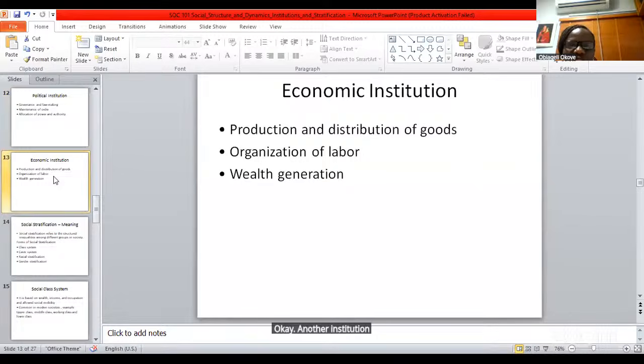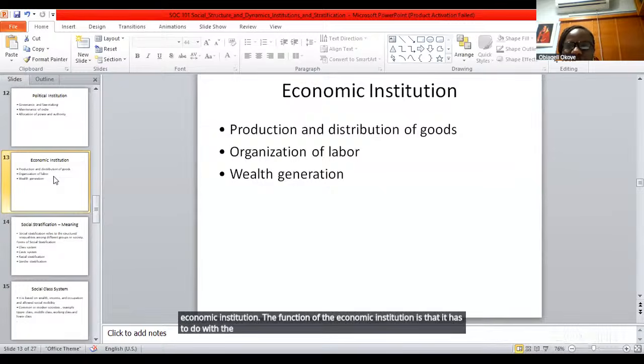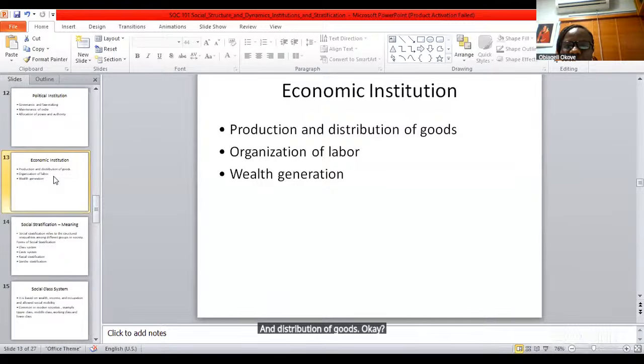Another institution we are going to discuss its function is the economic institution. The function of the economic institution has to do with the production and distribution of goods, organization of labor, and wealth generation. So this is an important institution because it has to do with production of goods, services, and all. Everything, agricultural goods, the goods we use for our daily needs, are all produced under the economic institution. And labor, the result for their work is wealth.